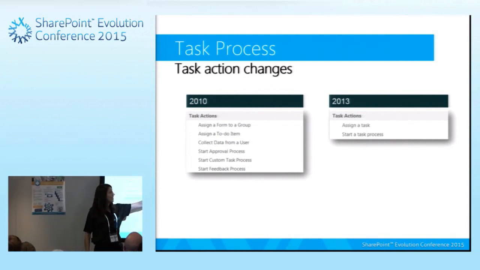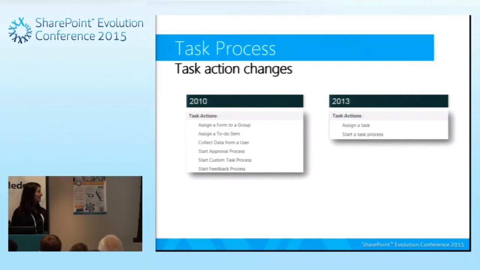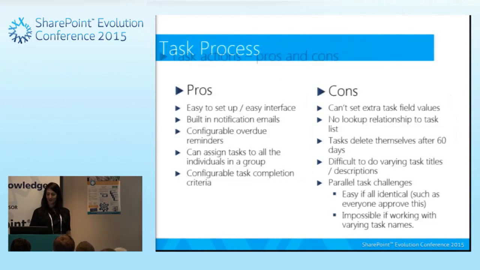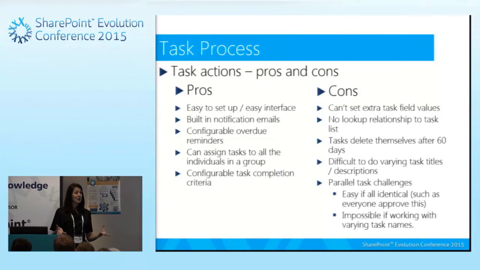There are only 2. It's assign a task, which is going to assign one task, or start a task process, which is going to have multiple people involved in that whole process. I like the 2013 concept better, so it's less confusing. So we have some pros and cons, though. Some pros of these task processes are they're easy to set up. It's got an easy user interface. It's got very easy form boxes to fill in, such as who it's going to and what the name of the task is, etc., which I'll show you in a minute.